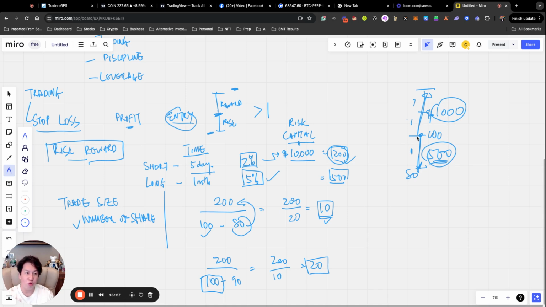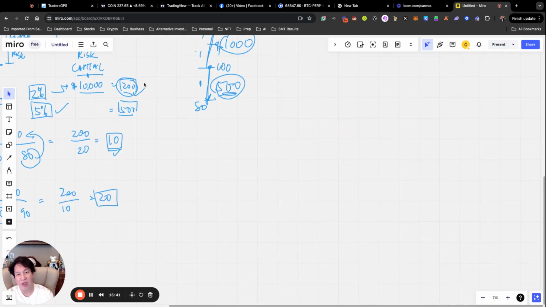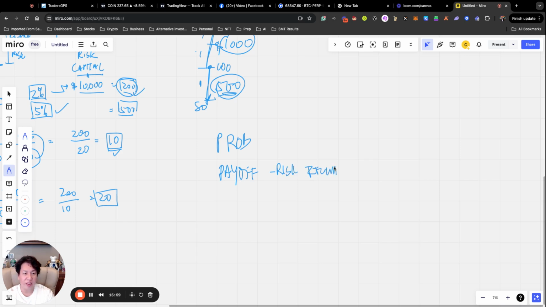That's how you use risk to help you see whether you have a good risk reward ratio. So at the end of the day, what is trading all about? Trading at the end of the day is about two things. First, when we talk about trading, is about probability. And the second thing is the payoff ratio, or the risk reward. So what is this about?